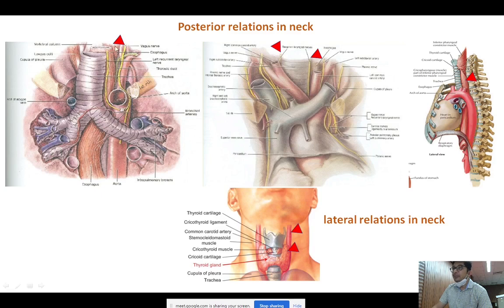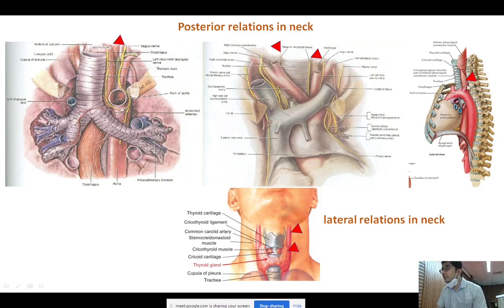This is the esophagus, and these two, I have just made them as red arrows. These are the recurrent laryngeal nerves. This is the trachea, this is the esophagus, and the gap between them is known as the tracheo-esophageal groove. So the recurrent laryngeal nerve will lie like this, on either side. This one on the left side, this one on the right side. So these won't lie by the side, these are lying posterior to it, just in front of the esophagus. So these are the posterior relations.